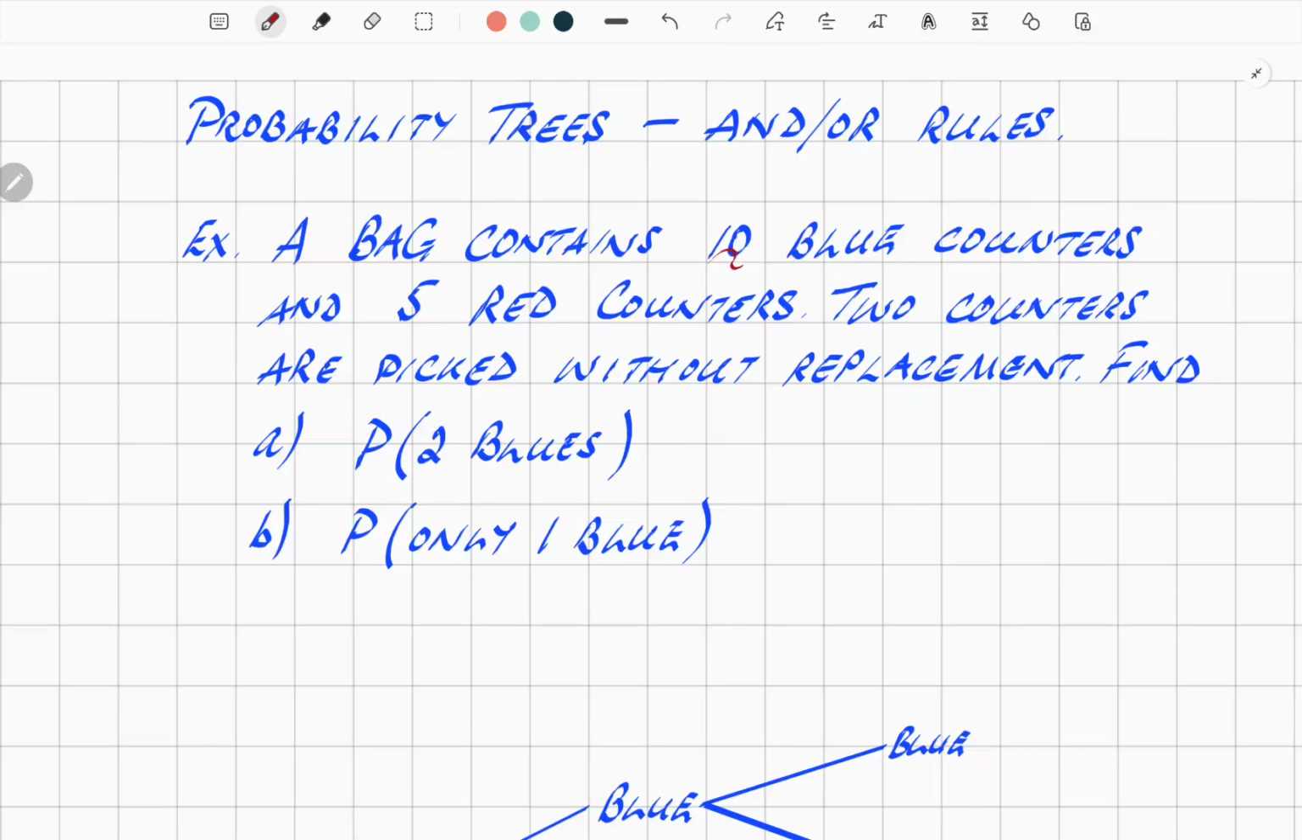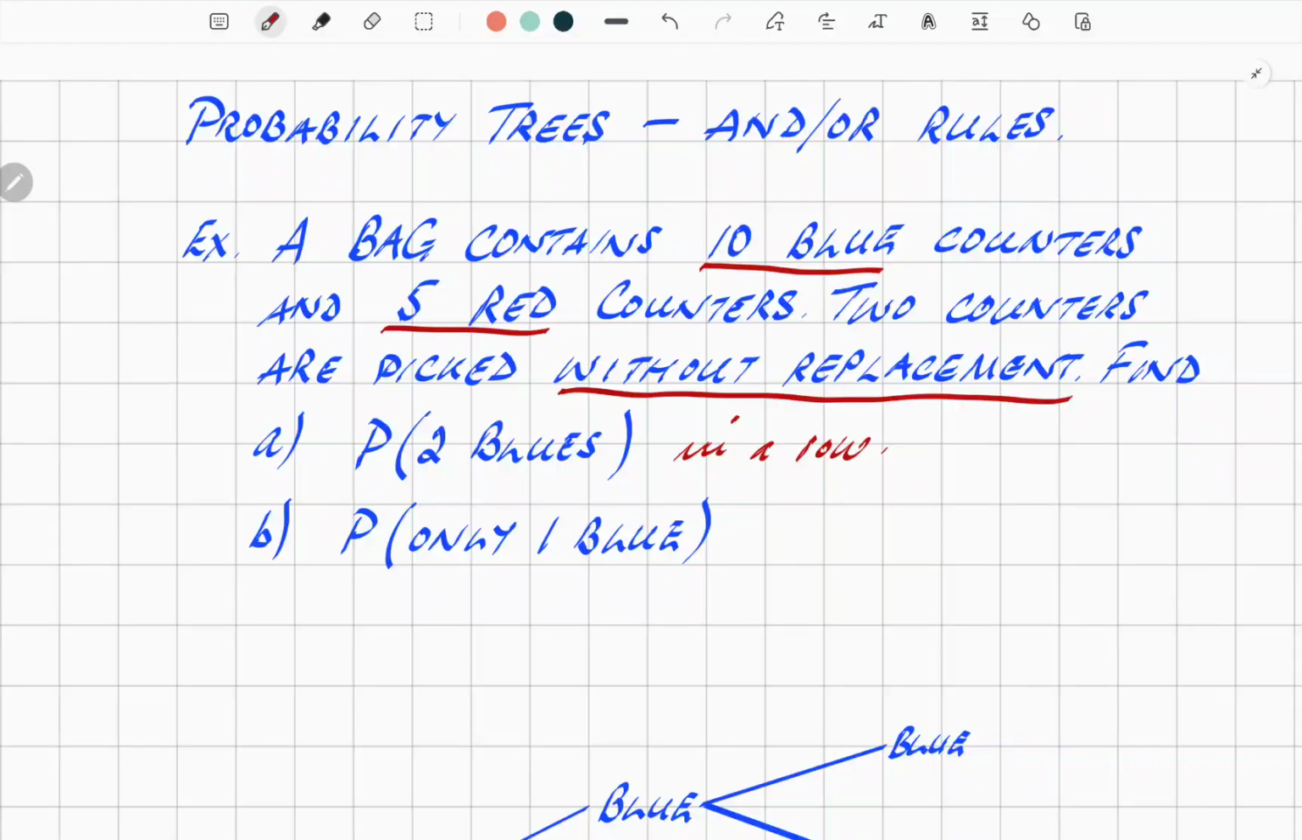All right, so 10 blue, 5 red. Okay, you're going to pick 2 counters without replacement. Now that's important, and I'll come back to why that's important in just a minute. And we want to find A, the probability of getting 2 blues in a row. And then the second part of the question, only 1 blue. So that means exactly 1 blue.